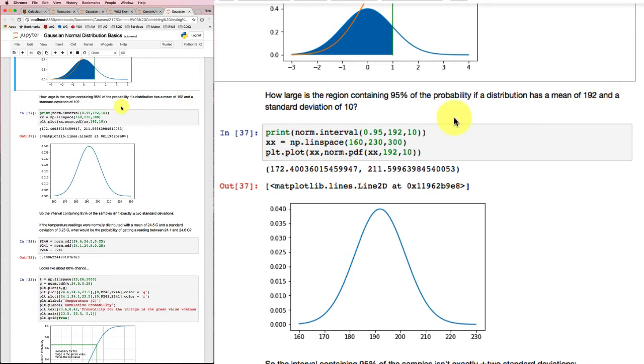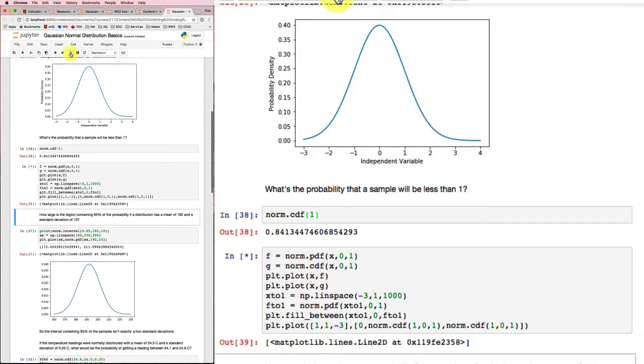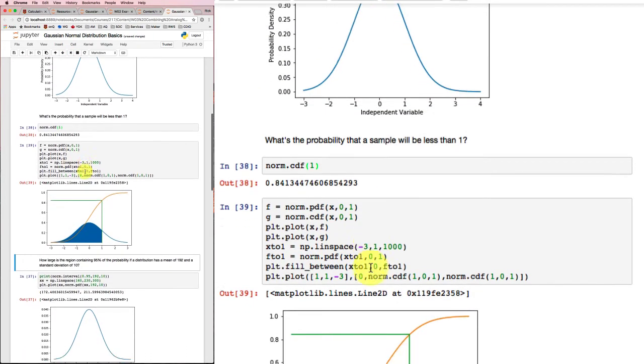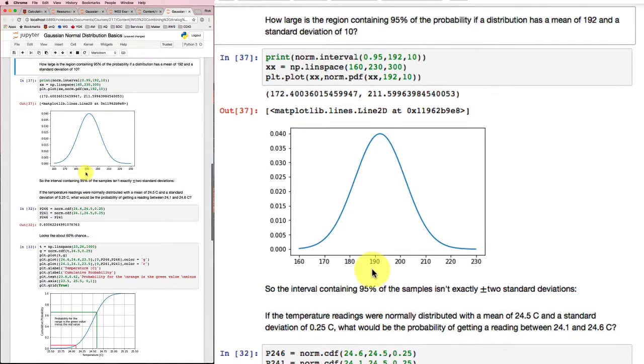212. So if I use this norm.interval function to find for 95% probability with a mean of 192 and a standard deviation of 10, what are the bounds of that interval? And I print it out, well, I get 172.4 and 211.6. So my two standard deviations thing that's at 172 and 212, that's a little bit of approximation. It's not exactly 95%, but it's pretty darn close.